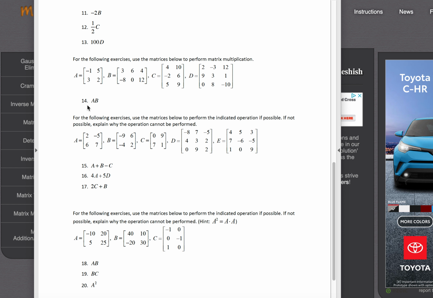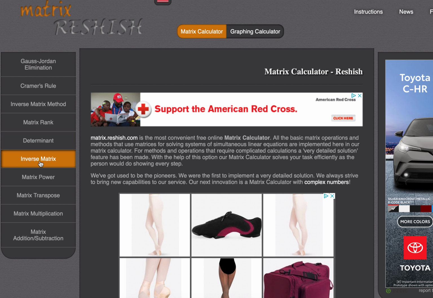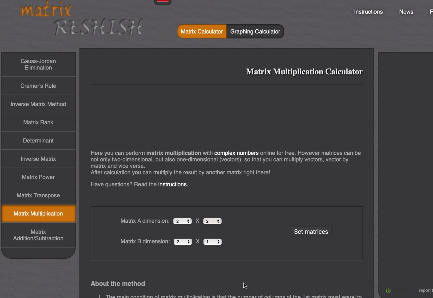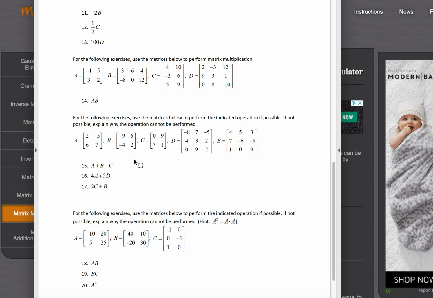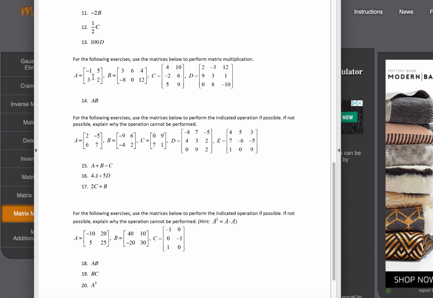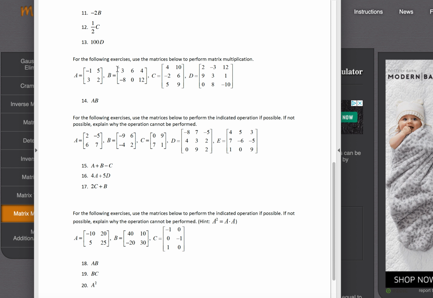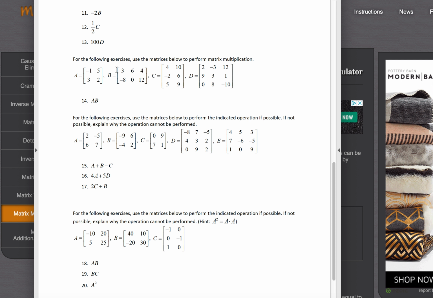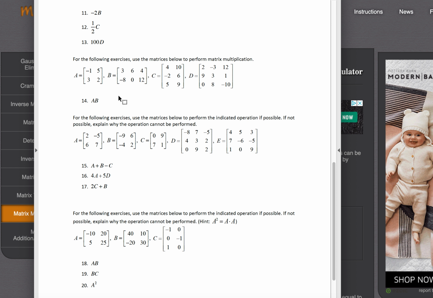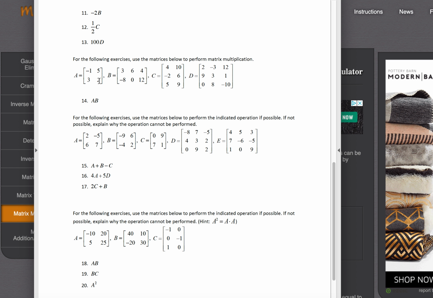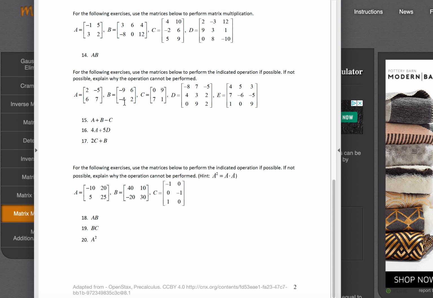Now, to complete the matrix exercise A times B, I did provide you with the matrix calculator. So we would go to matrix multiplication, and you would enter the dimensions of your matrix. This is a 2 by 2, this is a 3 by 2, or 2 by 3. I have 2 rows, 3 columns. So you're going to enter them in, and multiply them together.